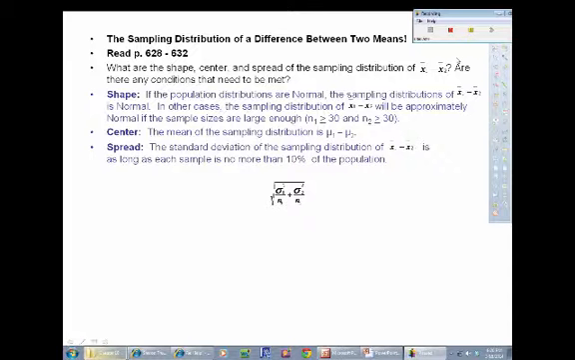These are essentially the same conditions that we learned in Chapter 7 for doing calculations involving the sampling distribution of x bar. Now, remember that we need to check both samples for these conditions and not just one.